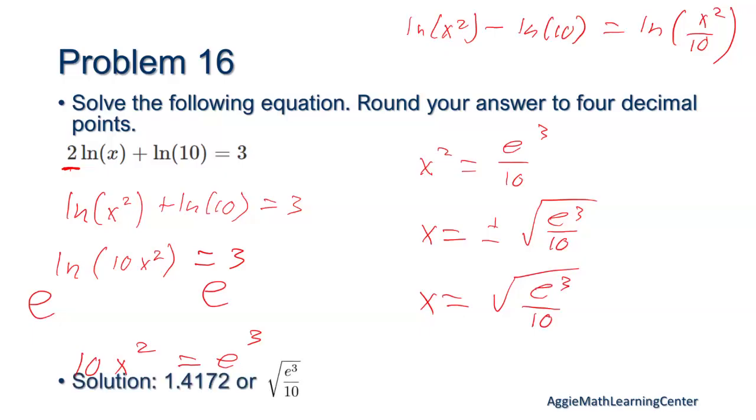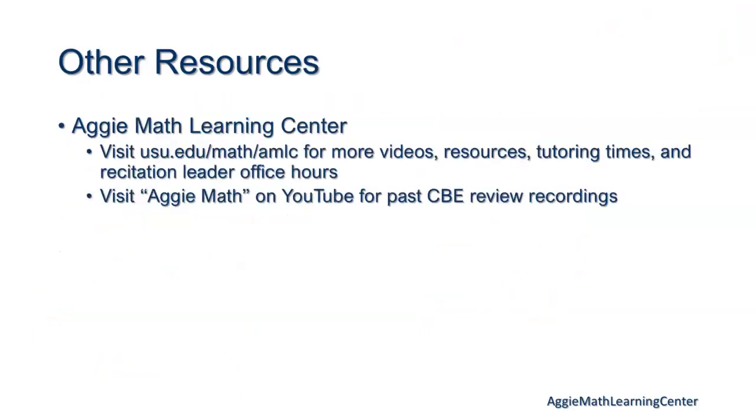And then you can plug that into your calculator and get a decimal approximation, which is 1.4172. So that's all for those problems.